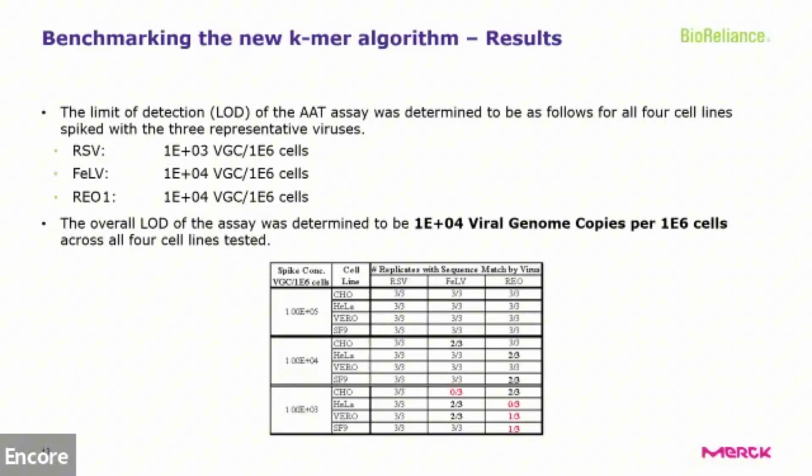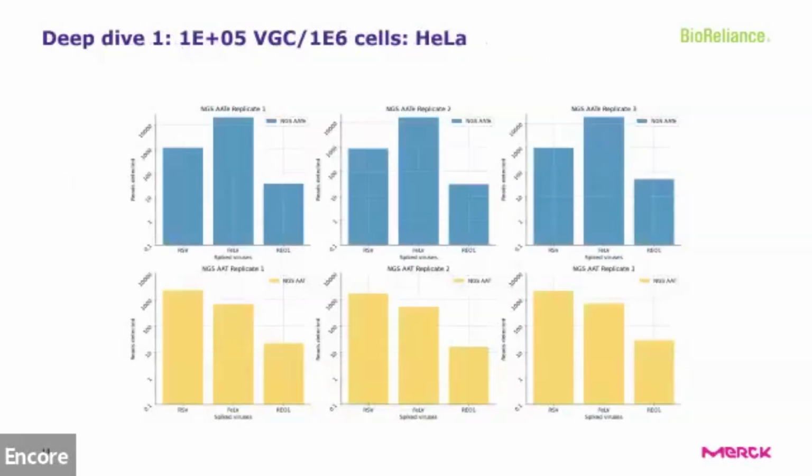And so here's just a table that shows we were able to detect everything at 1E5, 1E4. We had a couple where we didn't detect Rio in one of the replicates on the species level. We did detect it at the family level, but I'll get to how we find that out. On the species level, 2 out of 3, and then you see 1E3 gets a little bit spotty except for RSV. But this is all on the species level.